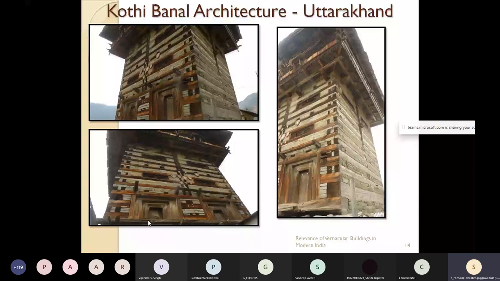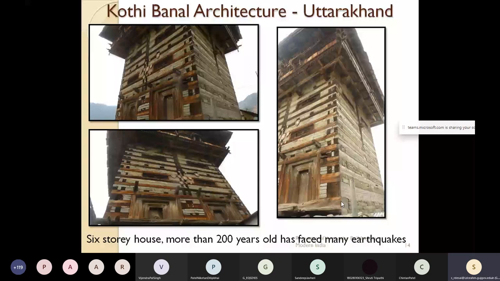And you see this timber element in the lower right-hand picture. You can see this thing here. And this is like one whole tree. Of course, this is not viable today. But what we need to do is understand, appreciate and respect this architecture.